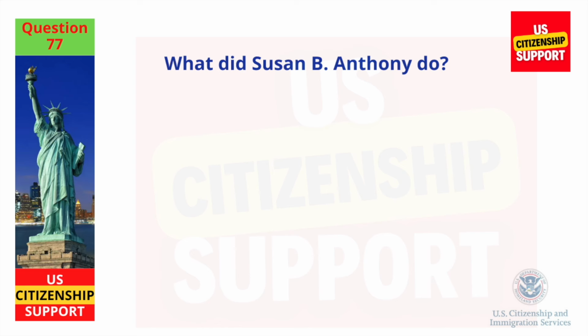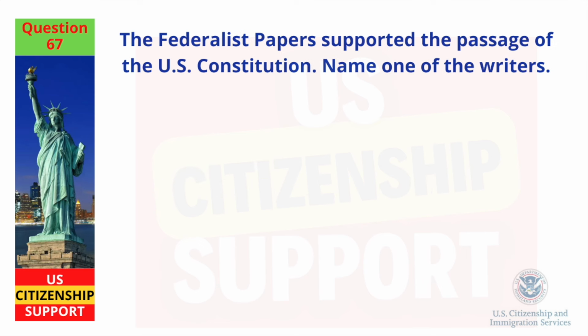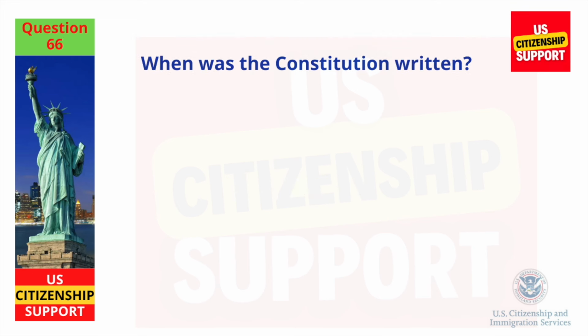What did Susan B. Anthony do? Fought for women's rights. The Federalist Papers supported the passage of the U.S. Constitution. Name one of the writers. James Madison. When was the Constitution written? 1787.